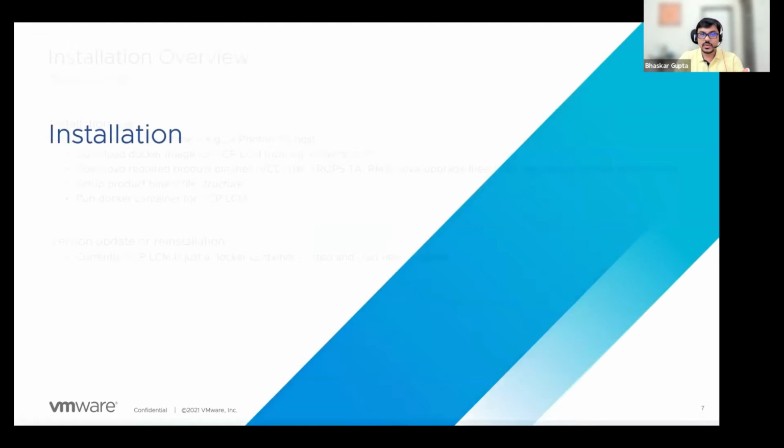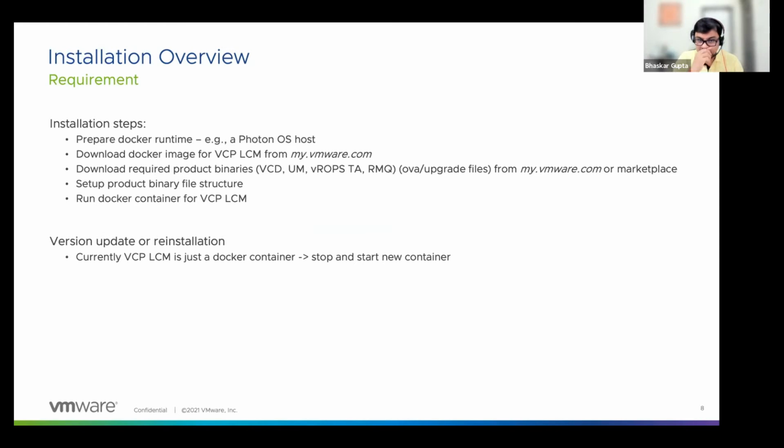I just wanted to quickly go through what we discussed, the installation. So as I said, we need to prepare a Docker image, a Photon OS host, and we can download the Docker image from the VCPLCM host like my.vmware.com. And the key component here is to download the required product binaries, VCD and all the products, from the marketplace on my.vmware.com, and we copy it in a specific folder structure. It's all mentioned in the VCPLCM document here. And we have to create those directories and copy it there, and run the Docker container, that's it, and issue the Postman Collections API calls.